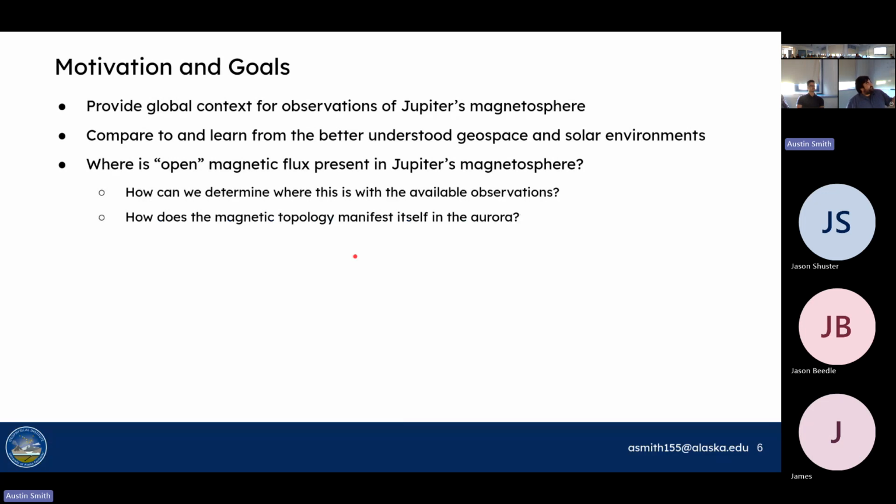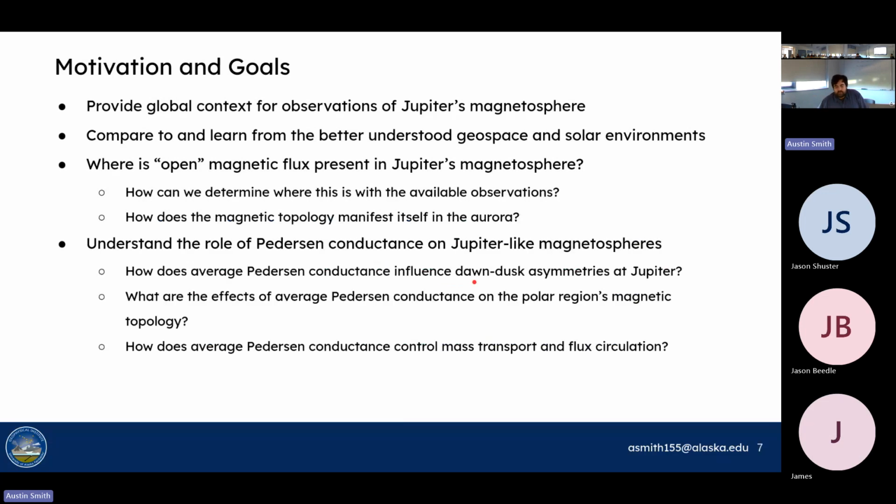As far as the science questions we're looking at, where is the open magnetic flux in Jupiter's magnetosphere? And by open, I mean one side of a field line is connected to the planet and one side is connected to the solar wind, and how we can determine where these open field lines are with the available observations, because you can't do field line tracing with a single spacecraft or even multiple spacecraft. And then also think about how the magnetic topology manifests itself in the auroral observations.